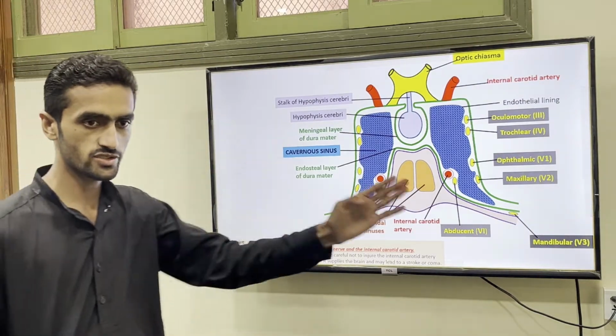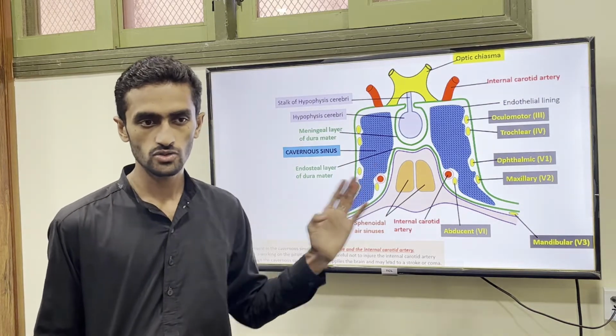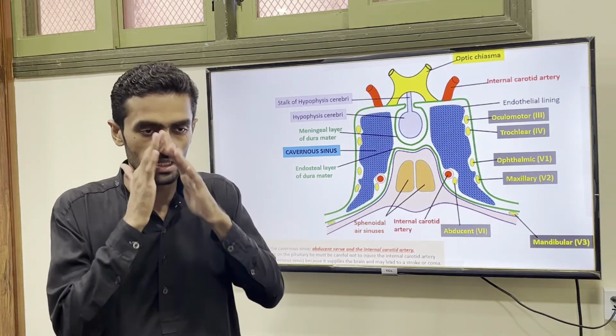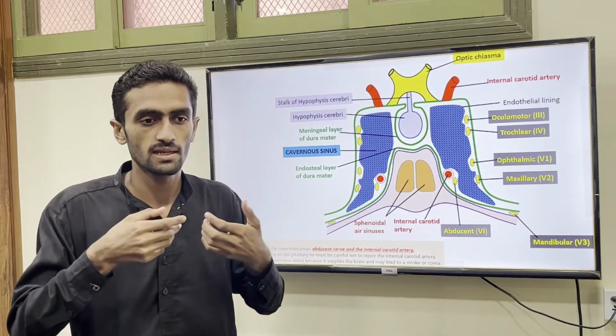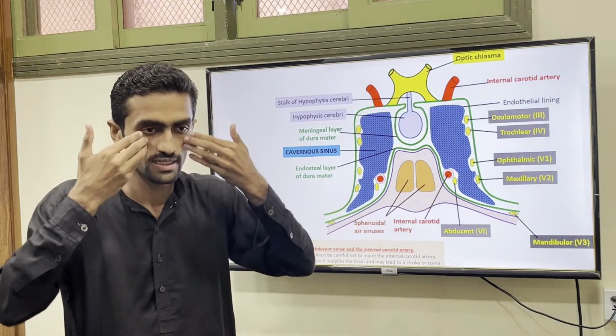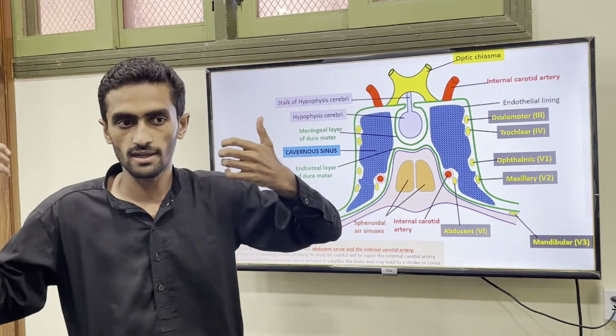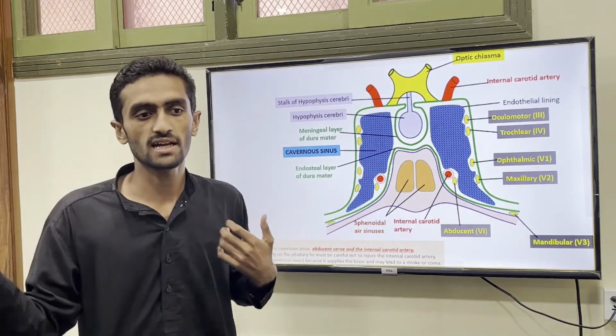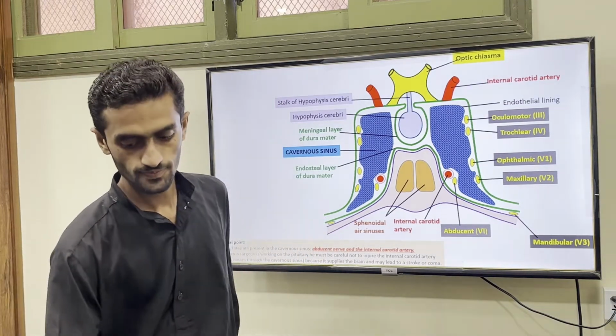So the abducent is associated with abduction of the eye. So if the abducent is injured, the eye is moved medially, and you will see it is not going laterally, because the nerve for lateral movement is the abducent.